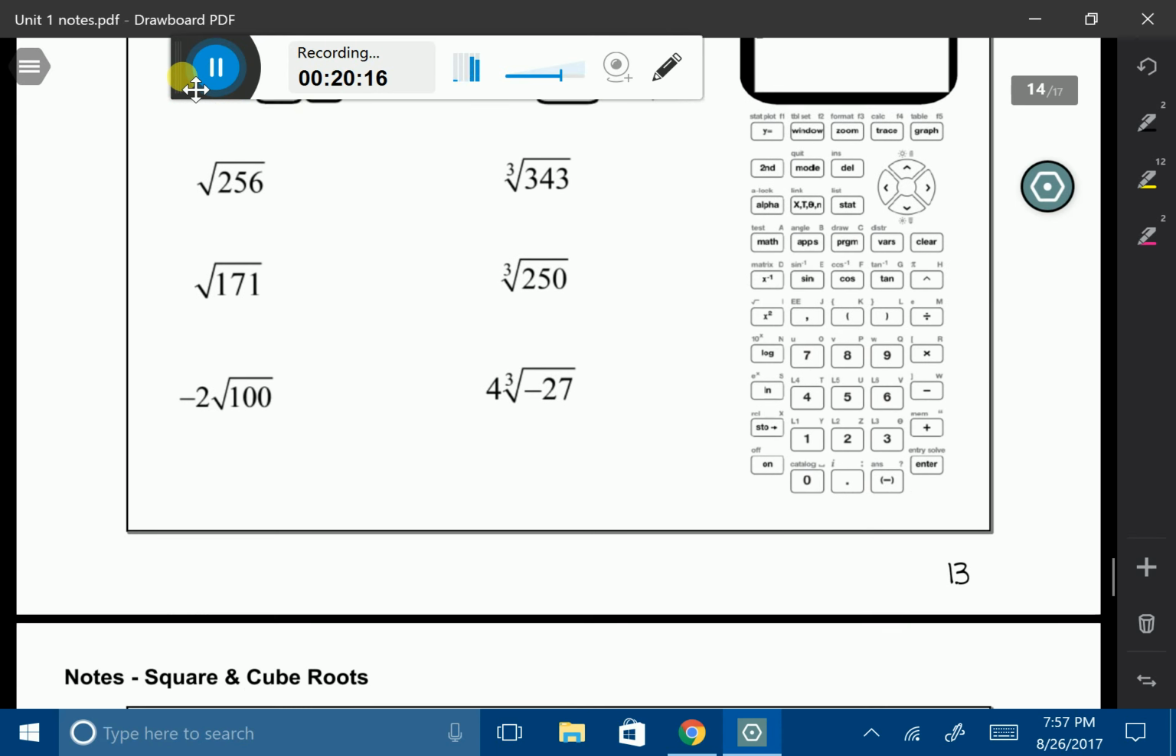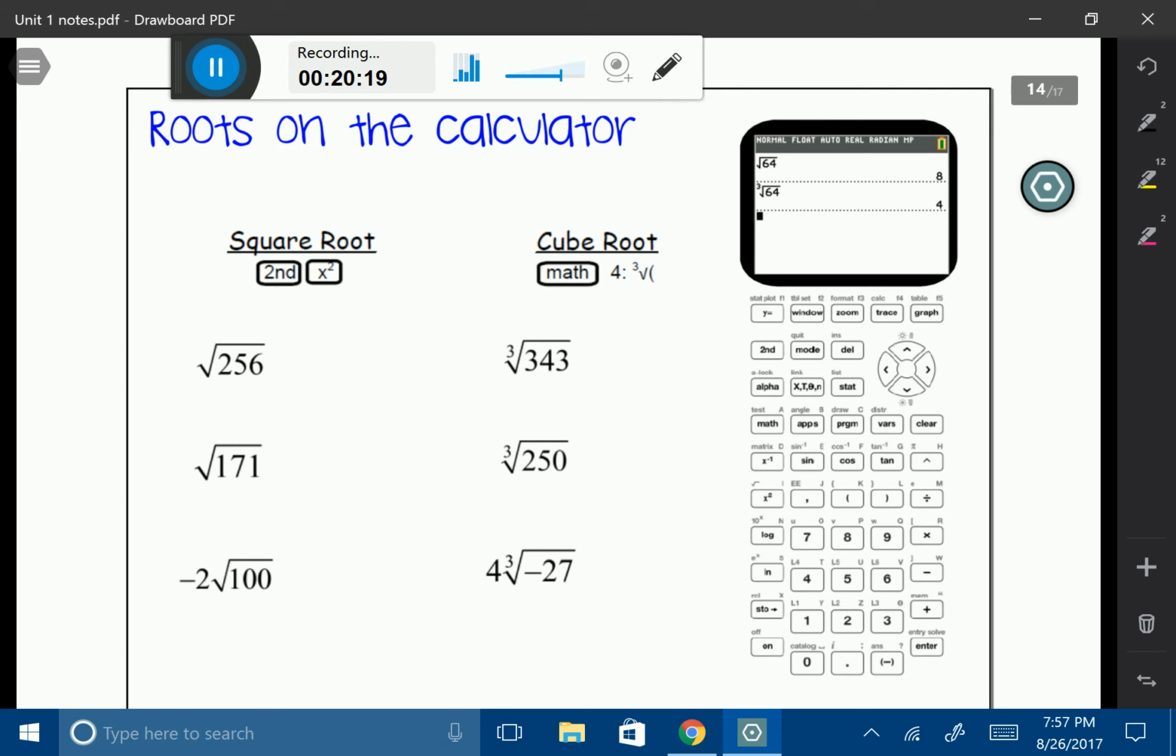Okay, these are just a couple for you to try on your graphing calculator. Just try using the square root and the cube root in your calculator. So let's go over those directions. If we are going to square root a number like 256, we're going to use the buttons second, which is the blue button, and then that x squared that we just used. So go ahead and type in second x squared and then type in 256. And you'll see that we get 16 on your calculator.